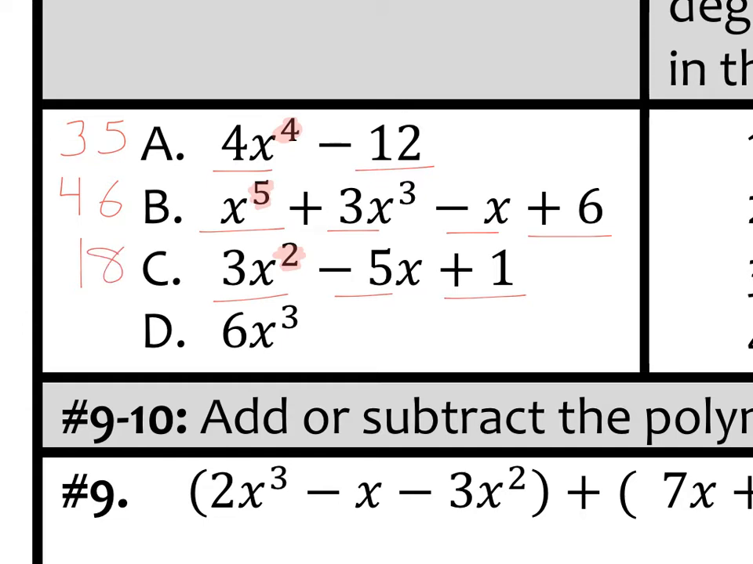And D, biggest exponent is a 3. Okay, 3 for biggest exponent, degree 3, that is number 2. And there's only one term in this whole thing, making it a monomial, which is number 7.